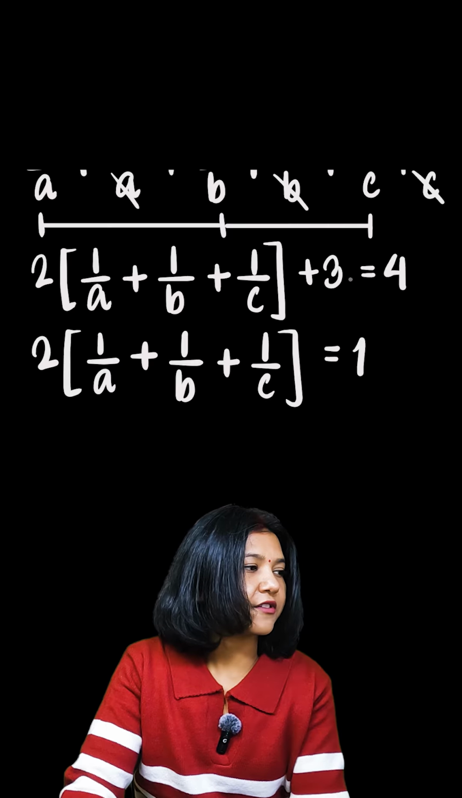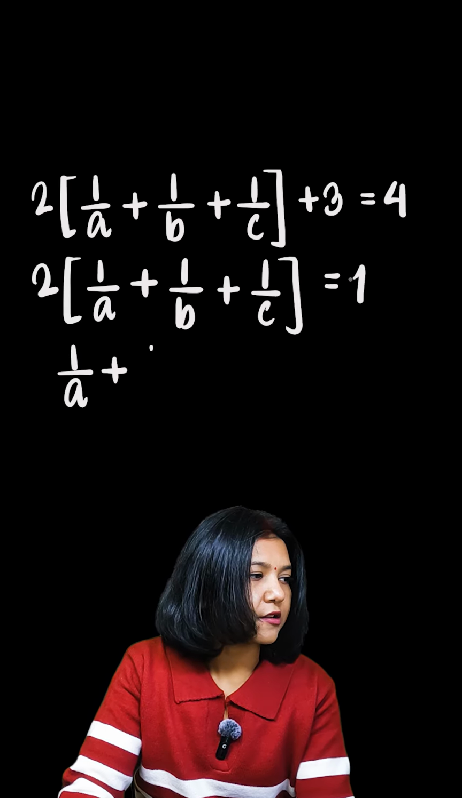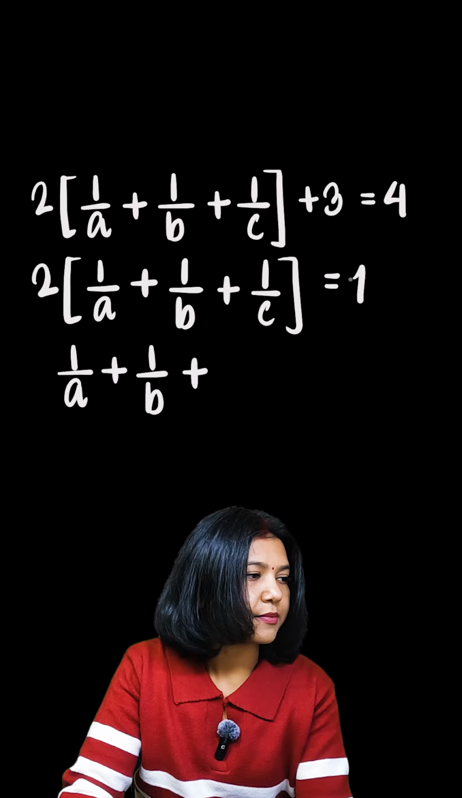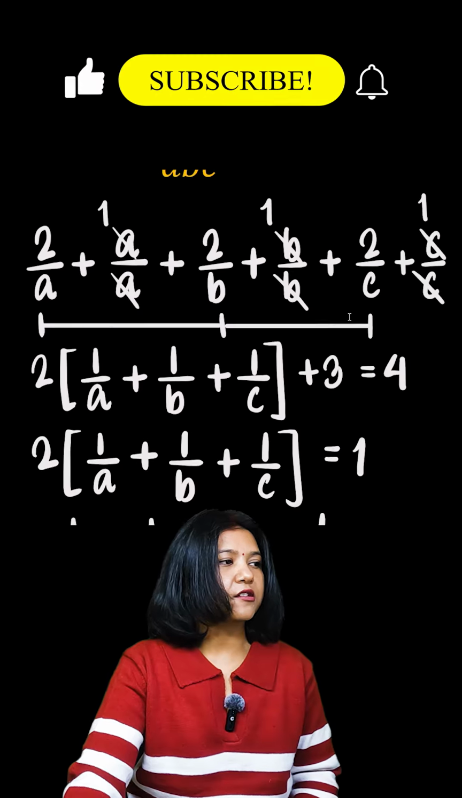Now, what we can do is just take this 2 to the other side, which gives me 1 by a plus 1 by b plus 1 by c, which is equal to half. Okay, now what's the question asking you?